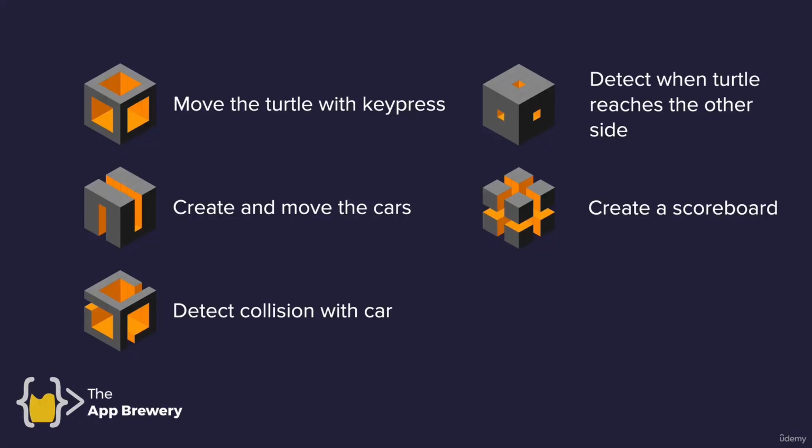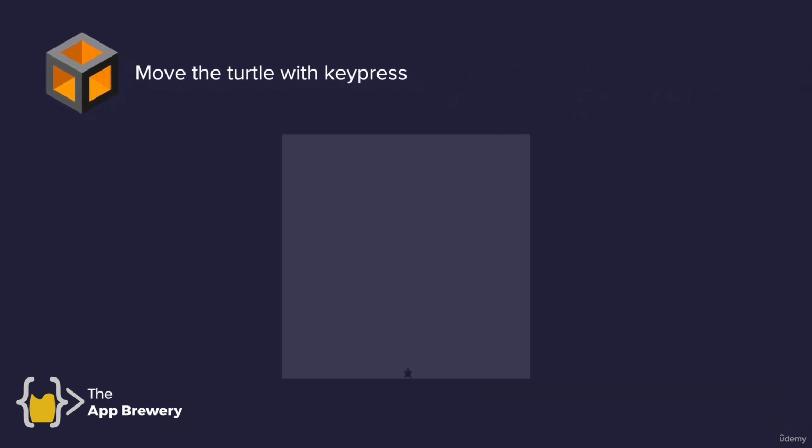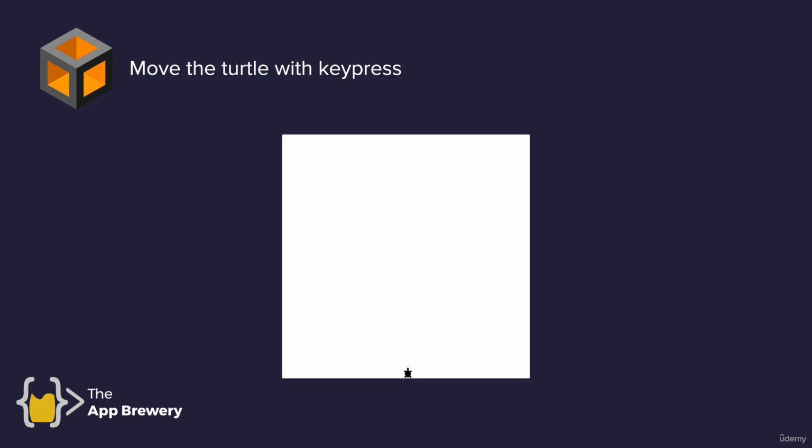Alright, so just as previously, we've split up this large problem of building the game into 5 smaller subparts. Firstly, moving the turtle, controlling it with the key press, creating and moving the cars automatically across the screen, detecting a collision with the car, and detecting when the turtle reaches the other side. Finally, we create a scoreboard that keeps track of which level we're on and also that shows game over at the end. So the first step is to move the turtle using a key press.